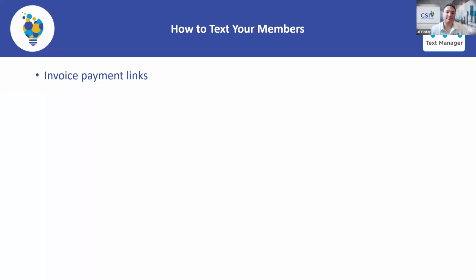A lot of organizations, with people being on a mobile device, are making it as easy as possible to pay outstanding invoices. They're sending text invoice payment links: click here to pay your upcoming renewal, and it's done. They don't have to get an email, and you don't have to do follow-ups or anything like that.